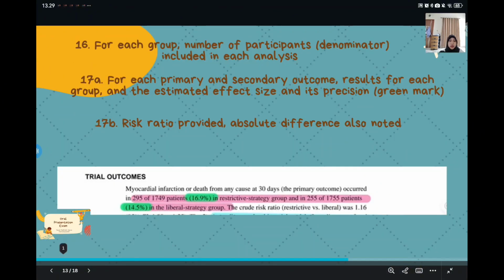Okay, so the main finding of this article is that 16.9% in the restrictive group and 14.5% in the liberal group had heart attack or death. The risk ratio was 1.15, but the result was not statistically significant.